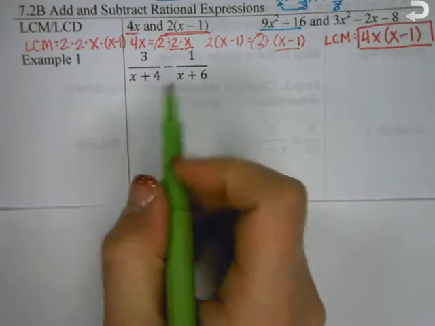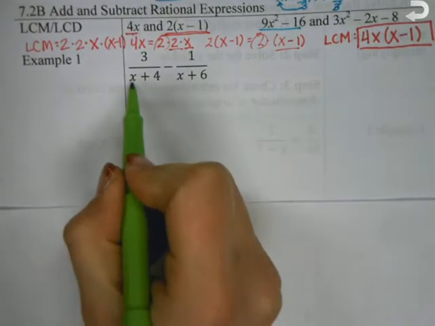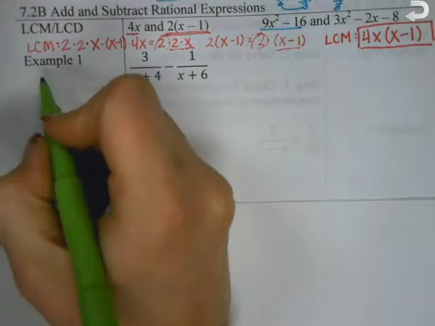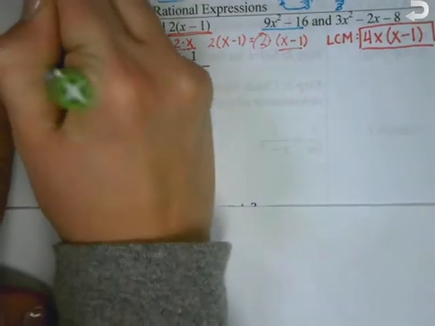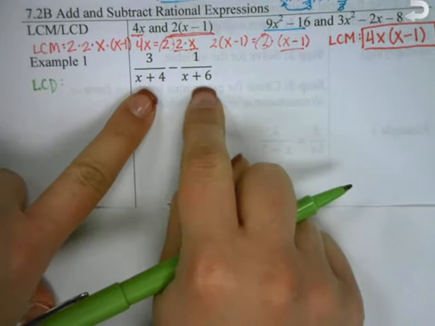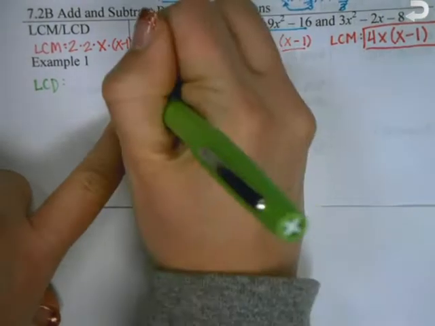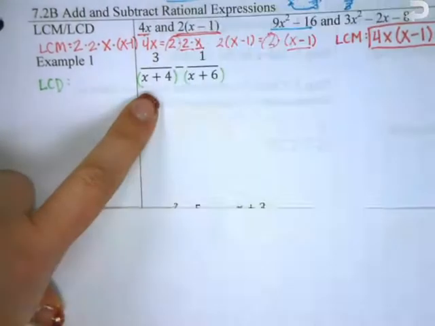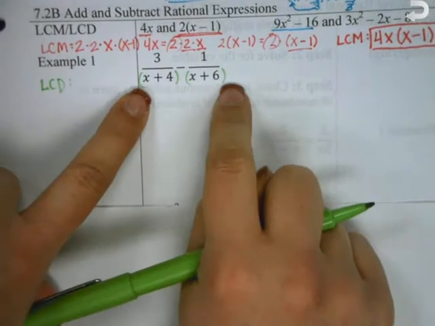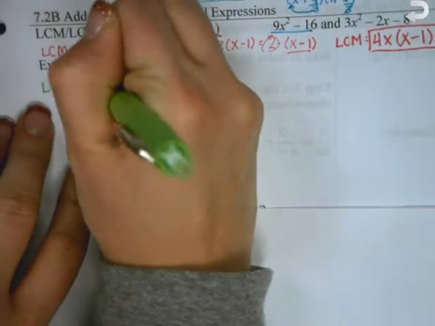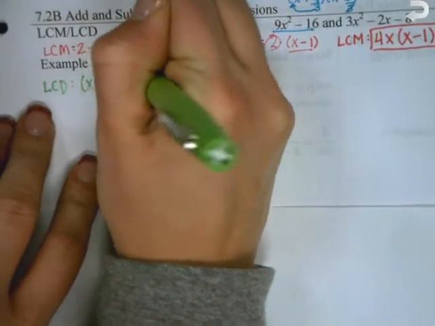Okay, but what would my common denominator be here? My LCD would be, well, we have this whole thing and this whole thing. They're all together. So my LCD, because these are already factored as much as we can get, would be x plus 4 times x plus 6. It would just be the two binomials multiplied by each other.